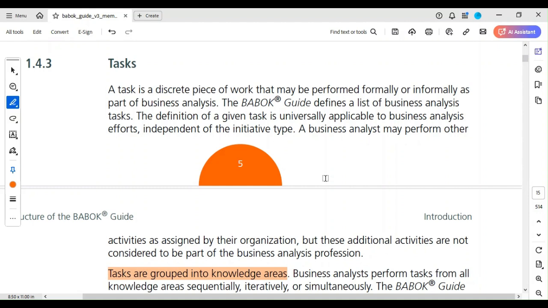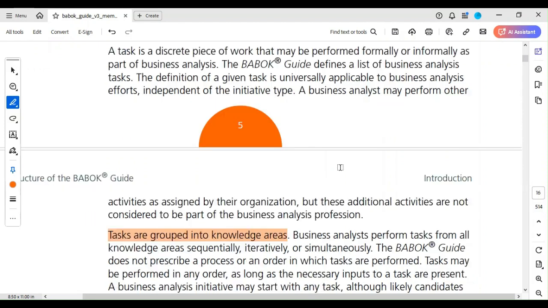The definition of a given task is universally applicable to business analysis efforts, independent of the initiative and independent of the initiative type. So let's go at this again. The definition of a given task is universally applicable. That is, you can apply it anywhere to business analysis efforts, so to the work done by a business analyst, and independent of the initiative type. So it could be any initiative.